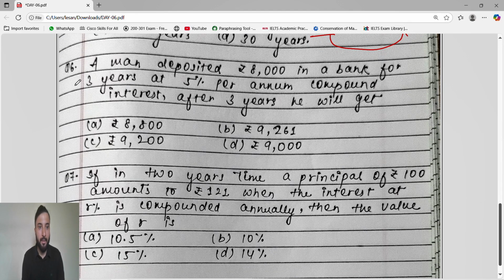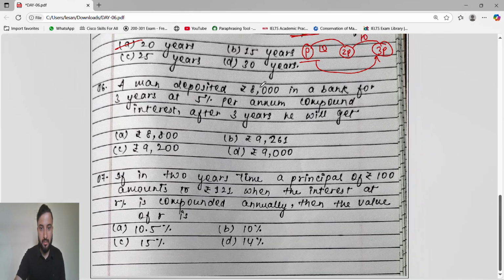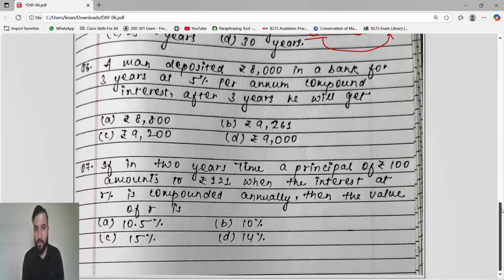Now next, a man deposited 8,000 principal in a bank for 3 years at 5% per annum compound interest. After 3 years, what will he get? If you deposit the principal, after 3 years you will get the amount. So we have to find the amount. This is compound interest, and they have not mentioned whether compounded annually, quarterly or semi-annually, so we will take compounded annually.